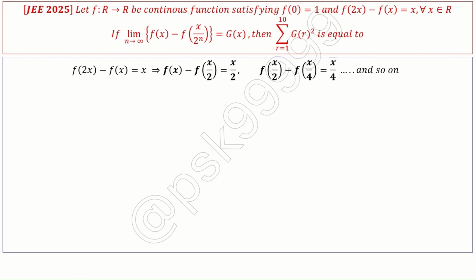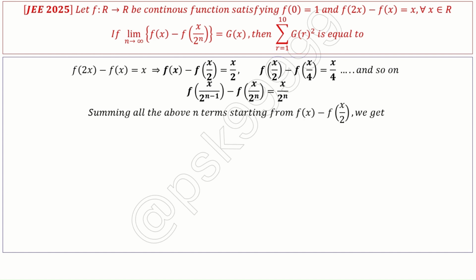So f of 2x minus f of x equal to x, which is given, and f of 0 is equal to 1, not 0. So f of x minus f of x by 2 equals x by 2, correct? Based on the same, if I substitute 2x equal to x, this is what I'll get. So f of x by 2 minus f of x by 4 equals x by 4, and so on. If I sum up all these things, what is my last term? f of x by 2 to the power of n minus 1 minus f of x by 2 to the power of n equals x by 2 to the power of n.